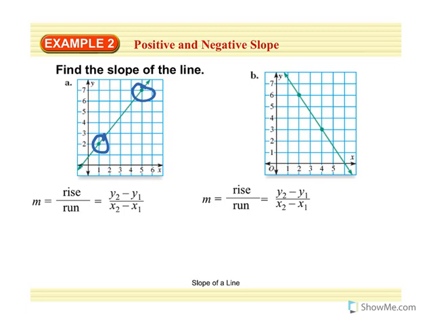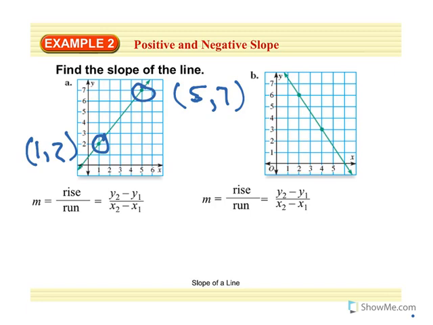Now let's do this using the slope formula. This first coordinate down here is (1, 2), and this coordinate up here is (5, 7). When we're using the slope formula, we decide which one of these is going to be coordinate 1 and coordinate 2, and it makes absolutely no difference. I'm going to show you both ways.